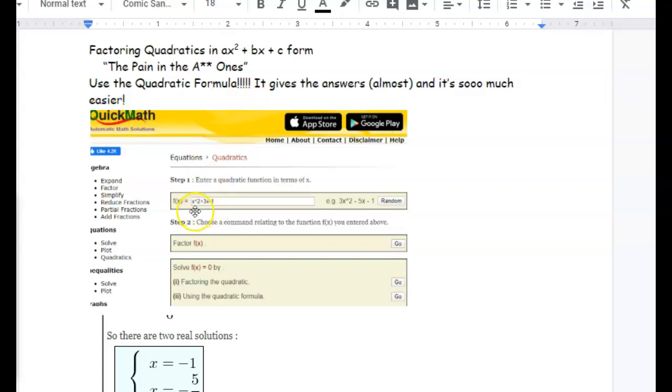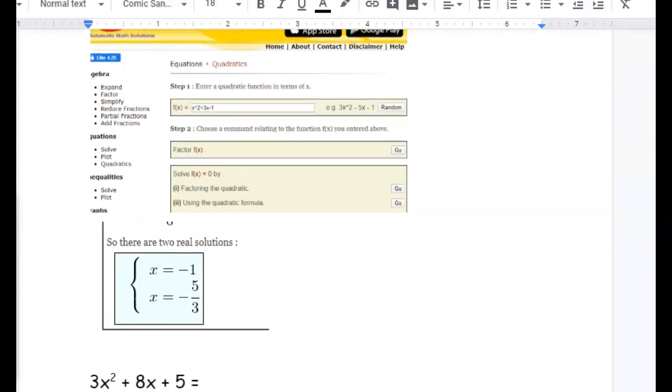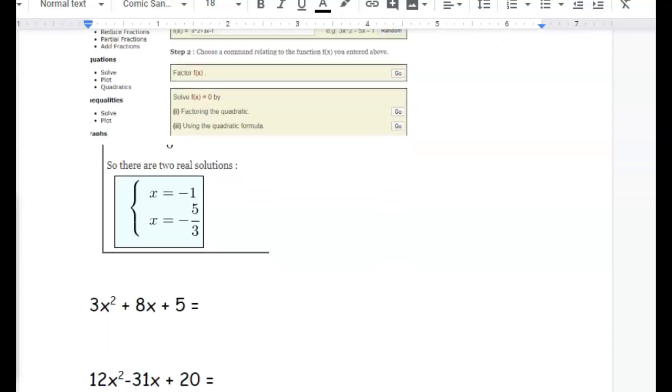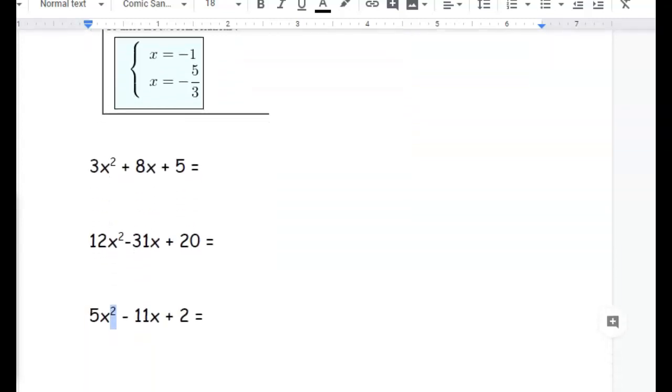Just note, as you're typing this in, that a raised to the power of 2 uses the little caret key, so type it in that way. It's really easy to retype this. Change the number in front of x squared, change the number in front of x, change the constant. It's kind of a pain, and you don't really want to blank the whole thing out, but it should work. Then you can see the two solutions, and you should be able to factor it.